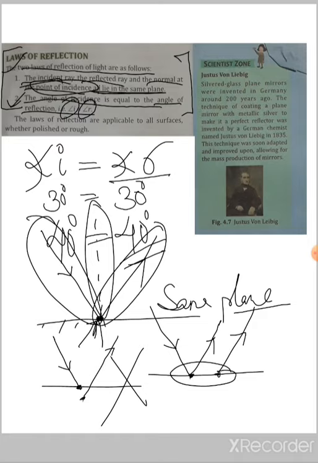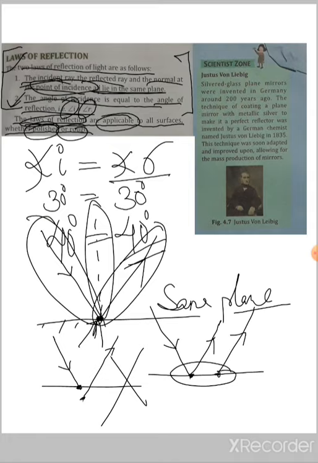Okay, and one important sentence is here: the laws of reflection are applicable to all surfaces, whether polished or rough. So please remember, whether the surface is rough or polished, the laws of reflection are always applicable. Whatever the nature of the surface, rough, or very smooth, plain, whatever it may be, the laws of reflection are always applicable. Okay, so these are the two laws of reflection.